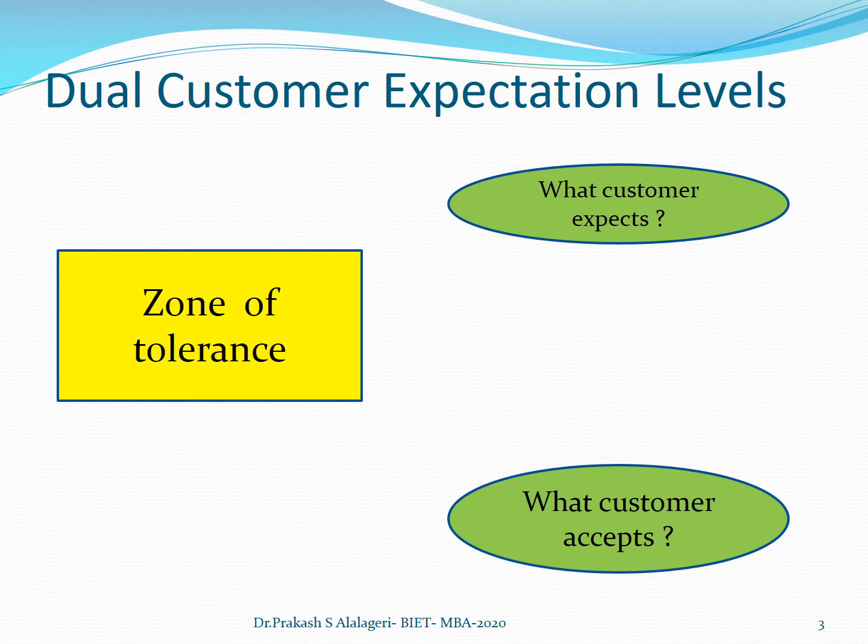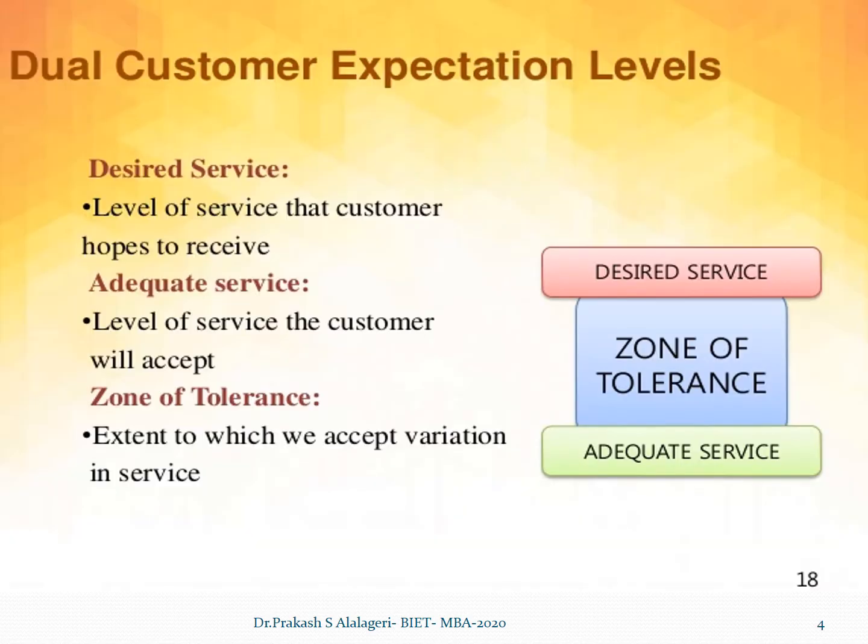You can apply it to anything, right? If you go to any restaurant, maybe you expect a certain amount of ambience, but when you enter the restaurant, you may not find that kind of ambience. But at the same time, you cannot reject it as being so bad, right? The highest level is what you expect. An acceptable level is what you accept. The food is not that good, but okay, not so bad that I just walk out of the restaurant. That's the kind of thing. That's what we say: customers have dual expectations for any service that they buy.